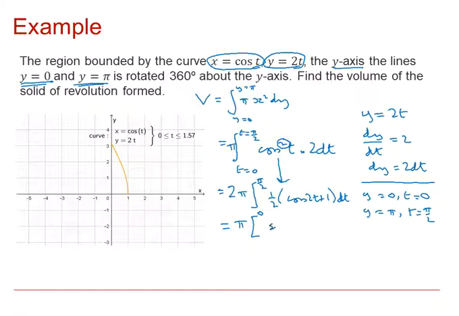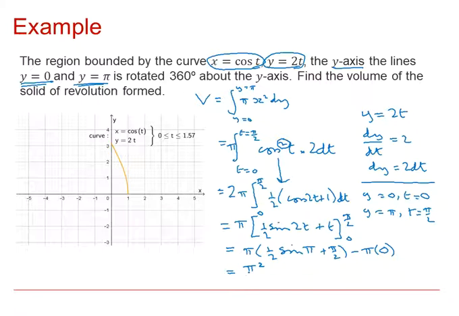Integrate cos 2t becomes sine 2t, but it will need balancing up with a half. Integrate 1 is t, and now we're ready to sub the limits in. So subbing in the top limit is a half sine of double pi by 2, which is pi, plus pi by 2, minus pi times subbing the bottom limit, which is clearly 0. Sine of pi is nothing, so we are left with pi times pi over 2. The volume is exactly pi squared by 2.